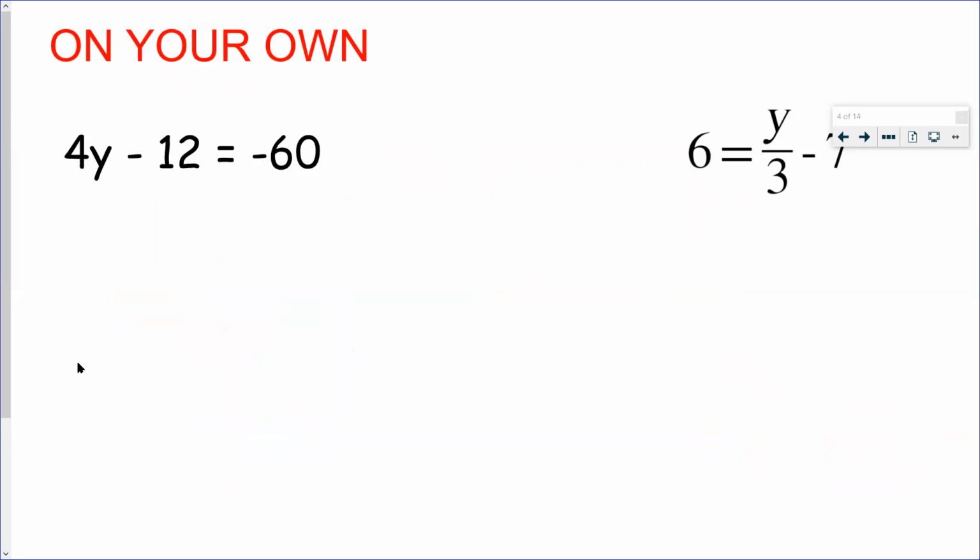So what I would like you to do now is solve these two problems on your own. I got to move things out of the way so that you can see the problems. The one on the right is a little tricky. I put that variable on the right side, but you still use the same concept. So if you could, please pause the video now and try these on your own.